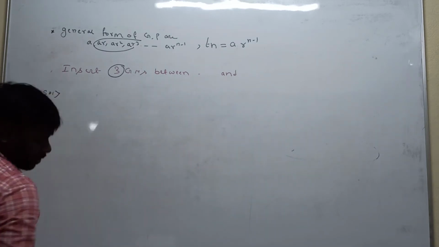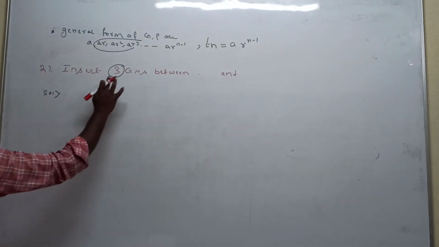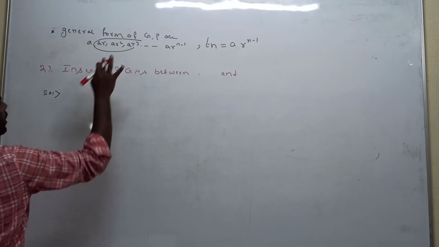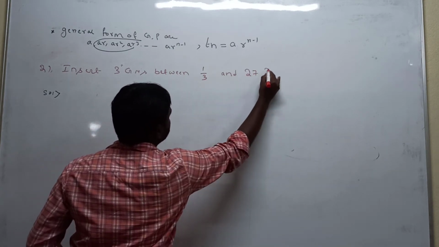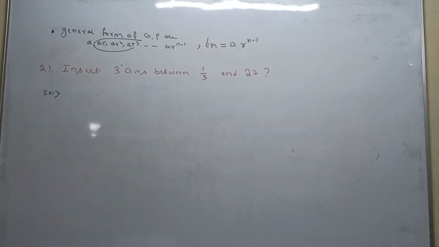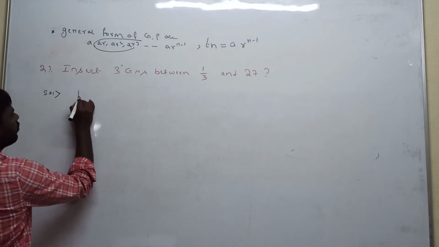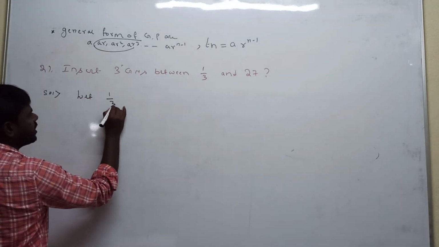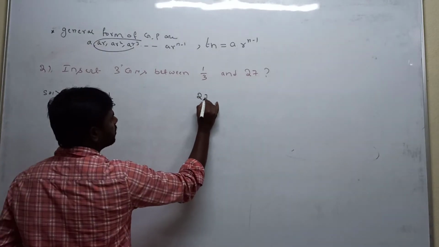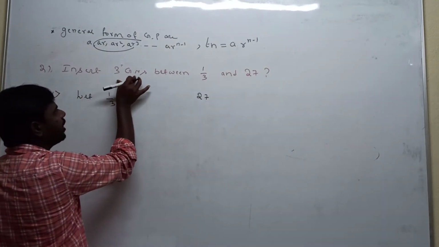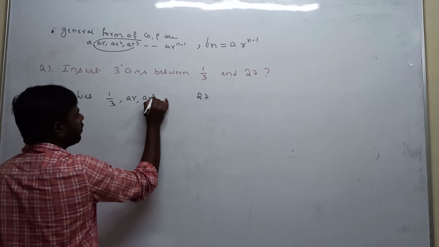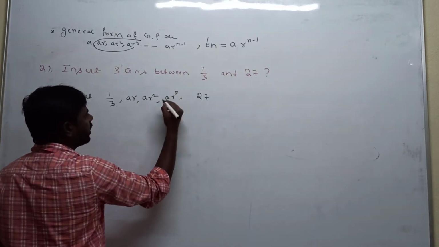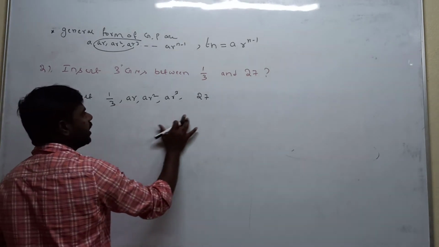Now the second question is: insert 3 geometric means between 1 by 3 and 27. Insert 3 geometric means between 1 by 3 and 27. Solution. The given first element is 1 by 3, and the last element is 27. In between we can insert 3 geometric means. First element is already given, second element we are assuming a r, third element is a r square, fourth element is a r cube. We are inserting 3 elements in between 1 by 3 and 27.